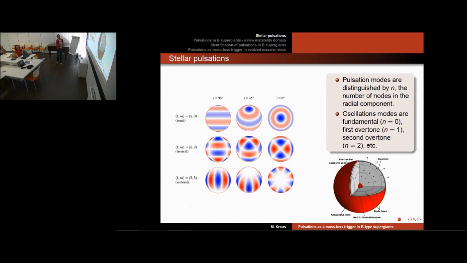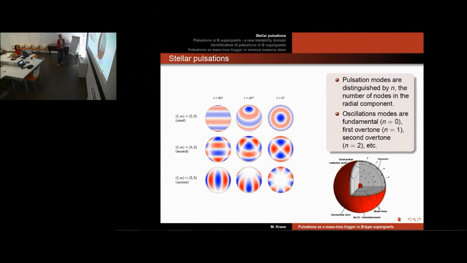In the top row, we have the mode with l, m equals 5, 0. 5 means that we have 5 nodal lines, and m is 0 means that none of them goes through the pole. So all of them must be parallel to the equator, that you can see here. These white lines are the fixed lines, they don't move. And you see the blue parts of the stellar surface, they are coming towards us, and the red parts, they move away. So they move inside and the other parts move outside.